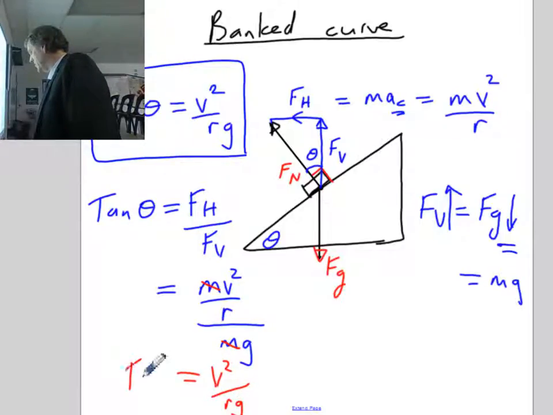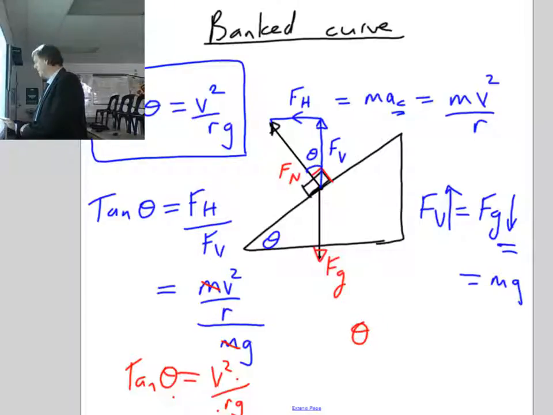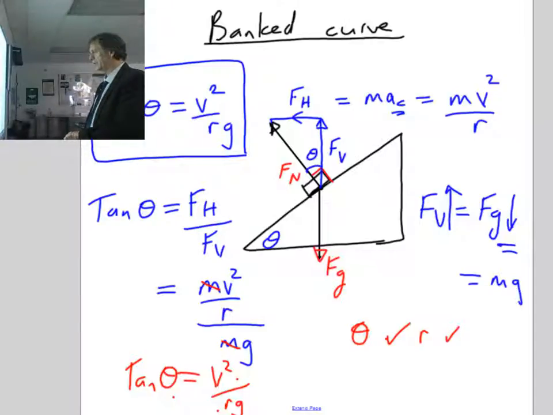And that's the relationship. So for any given speed, at any given radius of the circle, you can work out which banking angle you need to use so that no friction force is needed. Sometimes I'll tell you the angle of the bank and ask, based on that, for a certain radius, what's the maximum speed you can go around the corner without needing friction? So we're going to practice some of those.